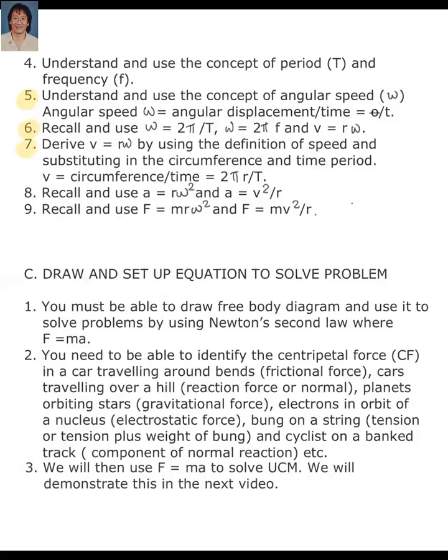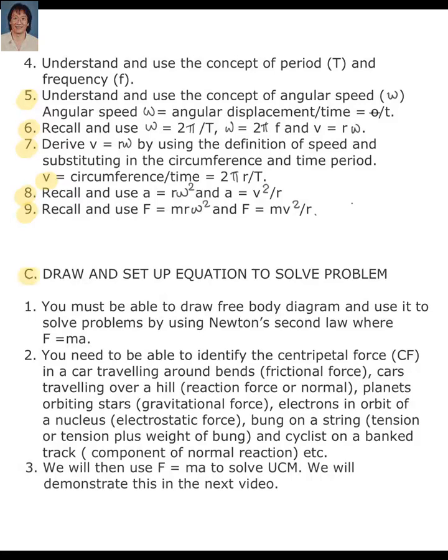Number seven, derive v equals r omega by using the definition of speed and substituting in the circumference and the time period. Therefore, velocity is equal to the circumference, which is the distance traveled, divided by the time taken, which is T. Therefore, v equals 2 pi r over T. Number eight, recall and use acceleration a equals r omega squared, or a equals v squared over r. And number nine, recall and use F equals m r omega squared, or F equals m v squared over r.